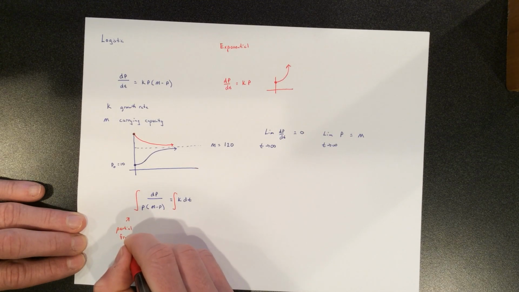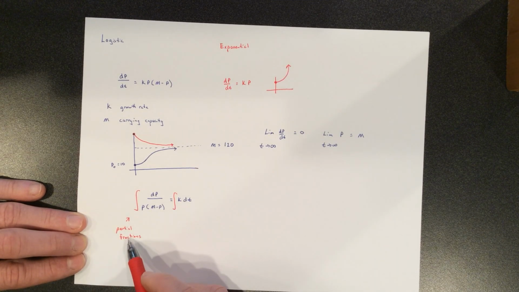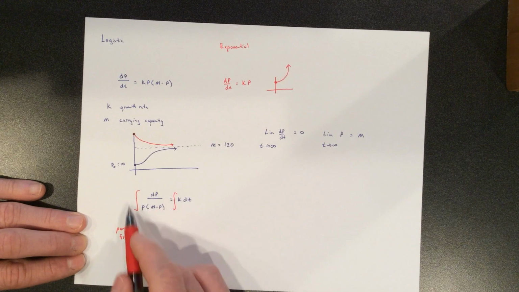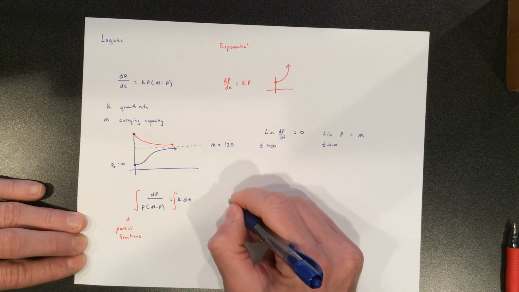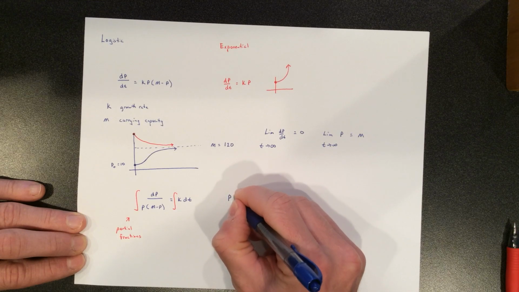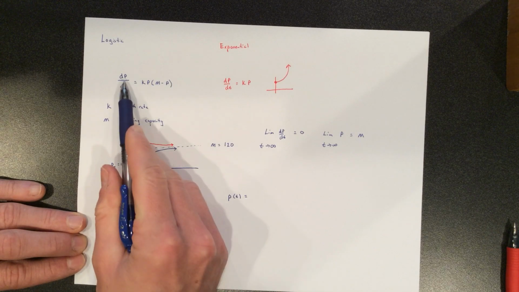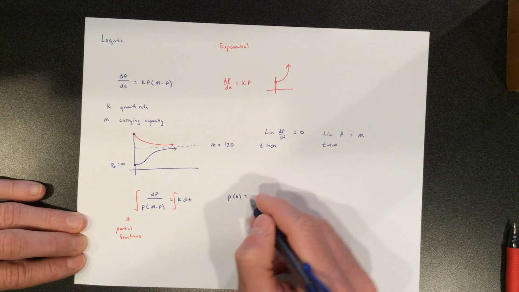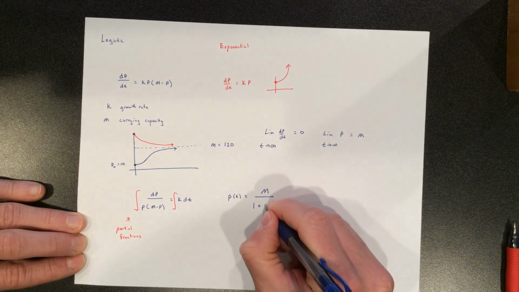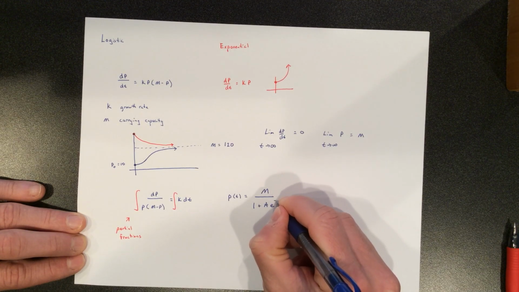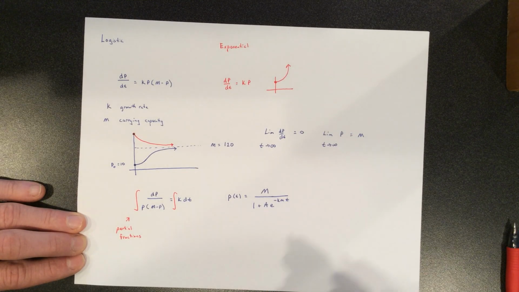So if you're not in Calc BC and you're watching this video for fun, then you don't know what partial fractions is. Partial fractions would take a little bit, and so I'm just going to tell you the answer. If you solve this, you're going to get P as a function of time, right? That's what we're solving for. If you solve a differential equation, you're finding the function P, and it is a function of time, and it's going to equal this: M over 1 plus A e to the negative kMt. Okay, that's what you get.